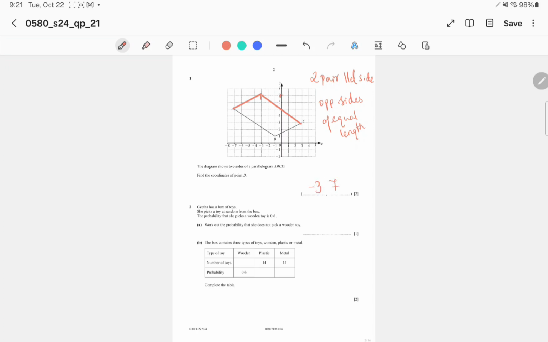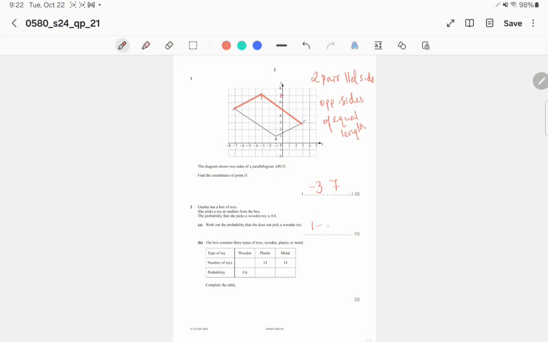Okay, Geeta has a box of toys. She picks a toy at random from the box. The probability that she picks a wooden toy is 0.6. What is the probability that she doesn't pick a wooden toy? So the total probability is 1. So 1 minus 0.6 is 0.4 for not picking the wooden toy.